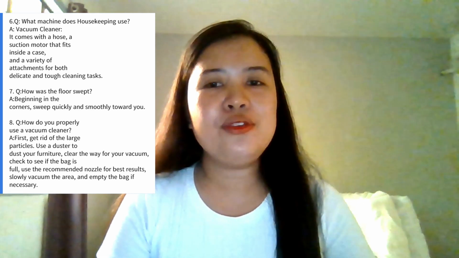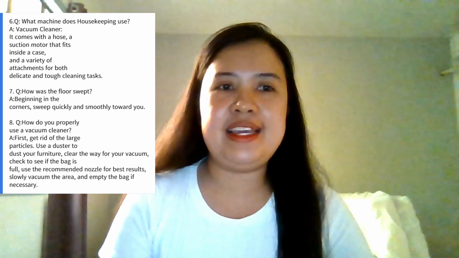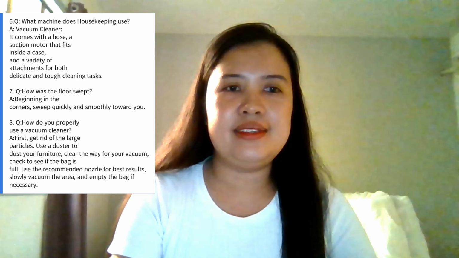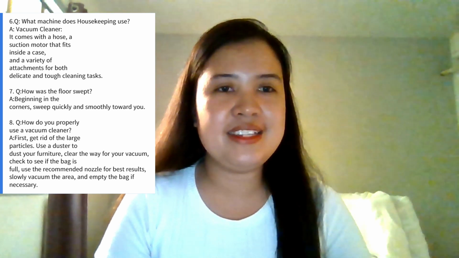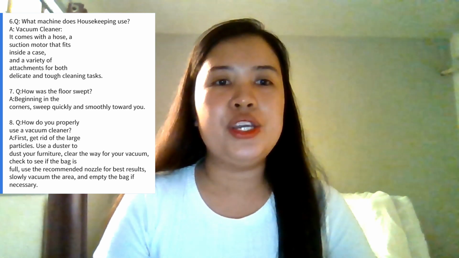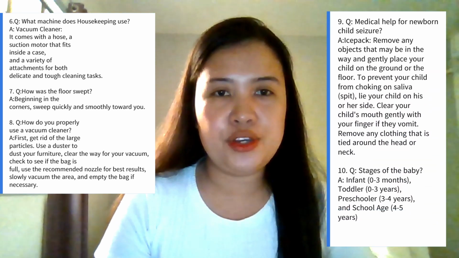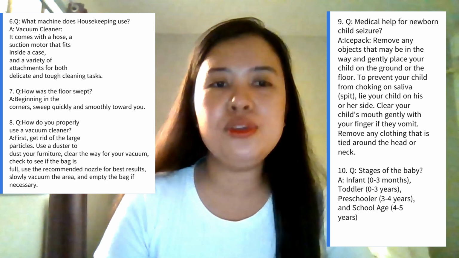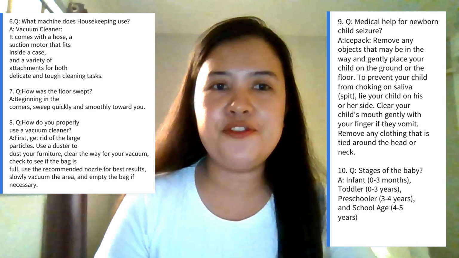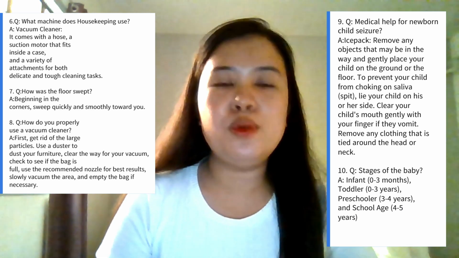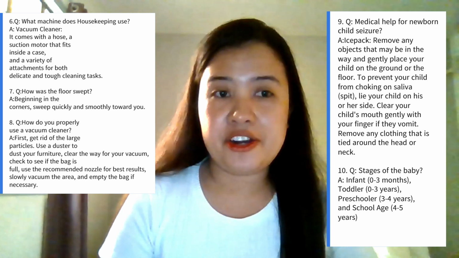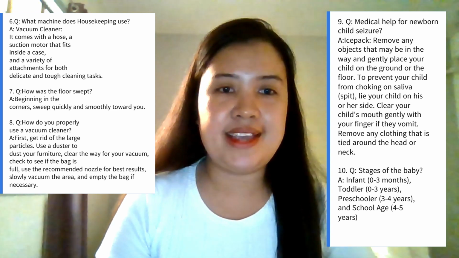How do you use a vacuum cleaner properly? The answer to this question is, first you have to get rid of the large particles. Use a duster to dust your furniture. Clear the way for your vacuum. Check to see if the bag is full. Use the recommended nozzle for best results. Slowly vacuum the area and empty the bag if necessary.